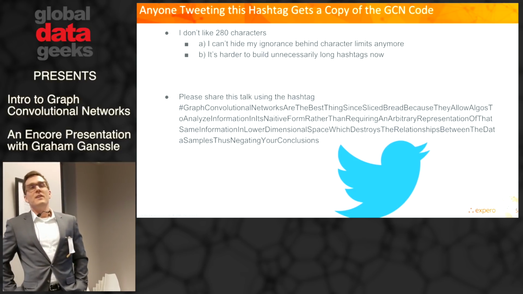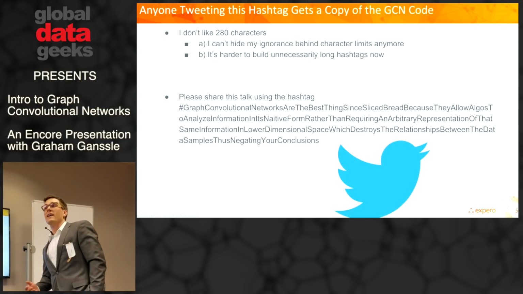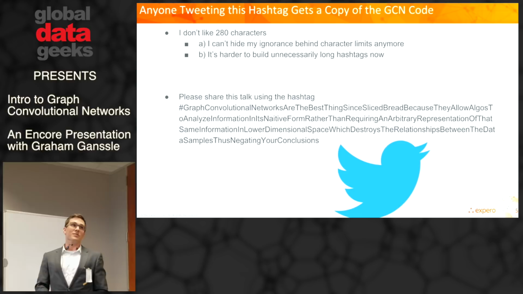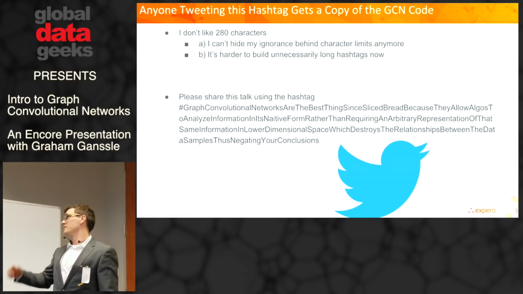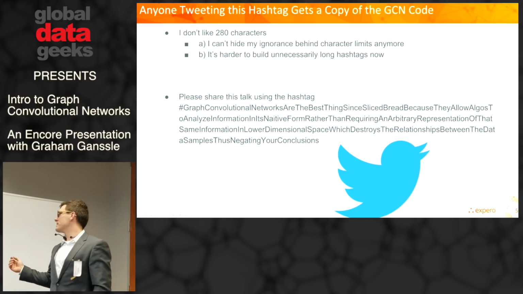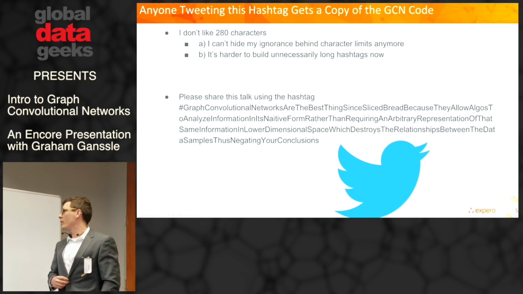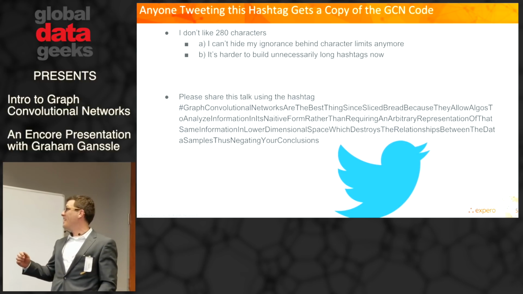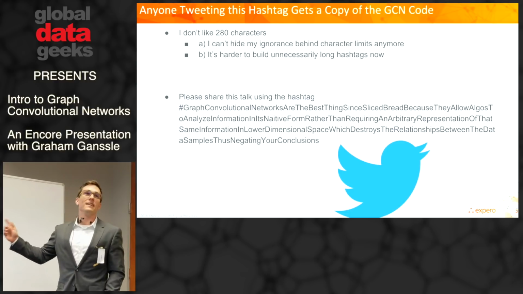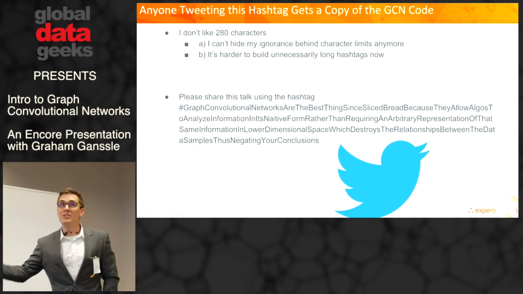All right, so I used to give a lot of talks when Twitter was still at the 140 character limit, and I like to make snarky hashtags. Now they've gone to 280 characters, which means that my hashtags are ridiculously long now. So here we go. Graph Convolutional Networks are the best thing since sliced bread because they allow algorithms to analyze information in its native form rather than requiring an arbitrary representation of that same information in a lower dimensional space, which destroys the relationships between the data samples, thus negating your conclusions. That's also the punchline of my talk.